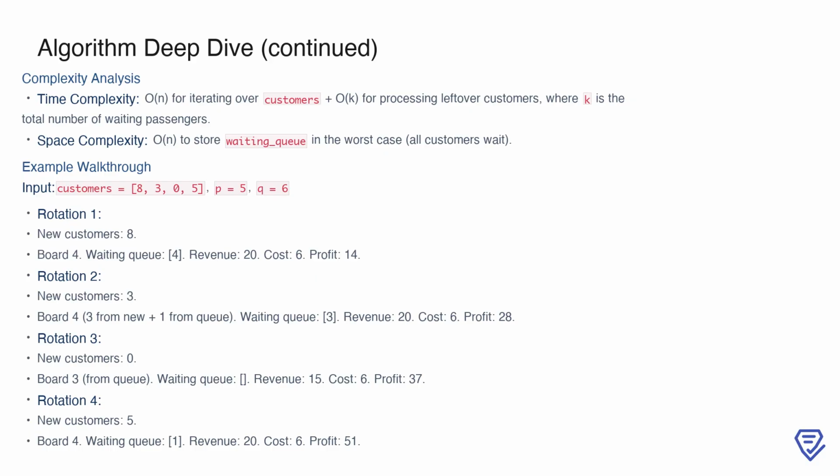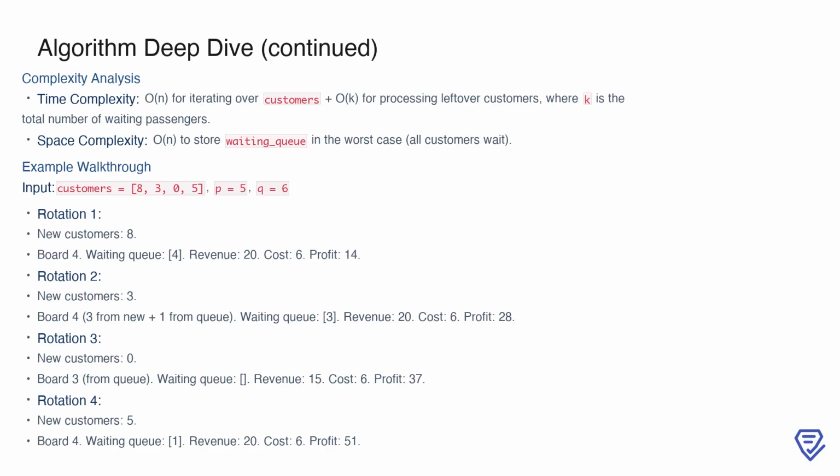Now let's analyze the complexity of this algorithm. The time complexity is O(n) for iterating through the customers array, where n is the number of time units. Additionally, there's an O(k) component for processing leftover customers in the waiting_queue, where k represents the total number of waiting passengers. Therefore, the overall time complexity is O(n + k). For space complexity, the worst-case scenario is O(n), which occurs when all customers are waiting in the waiting_queue. To better understand the algorithm, let's walk through an example.